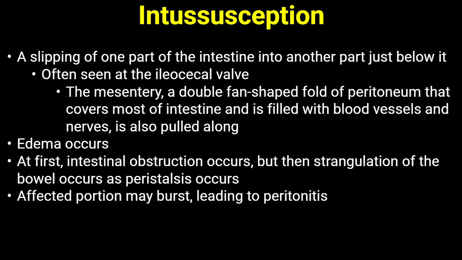The classic presentation is sudden, severe, intermittent abdominal pain. Infants often draw their knees to their chest, cry intensely, then appear comfortable between episodes. As the condition progresses, they may develop vomiting, lethargy, abdominal distension, and currant jelly stools, which contain blood and mucus. A sausage-shaped abdominal mass may also be palpable.